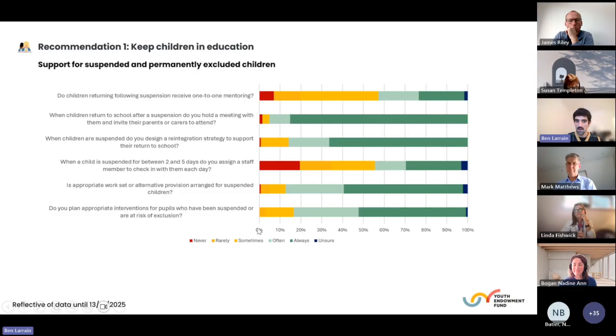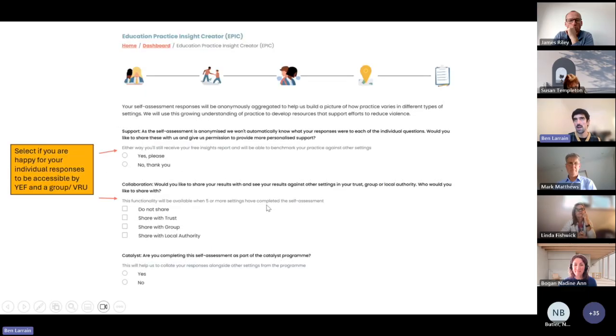So that's generally what I wanted to present to you today. I just wanted to reiterate that if you would like to share your results with Merseyside VRU, it's really important that in that anonymity page, you do select the second question here, share with group, and put Merseyside VRU. Without that, we can't access your results.